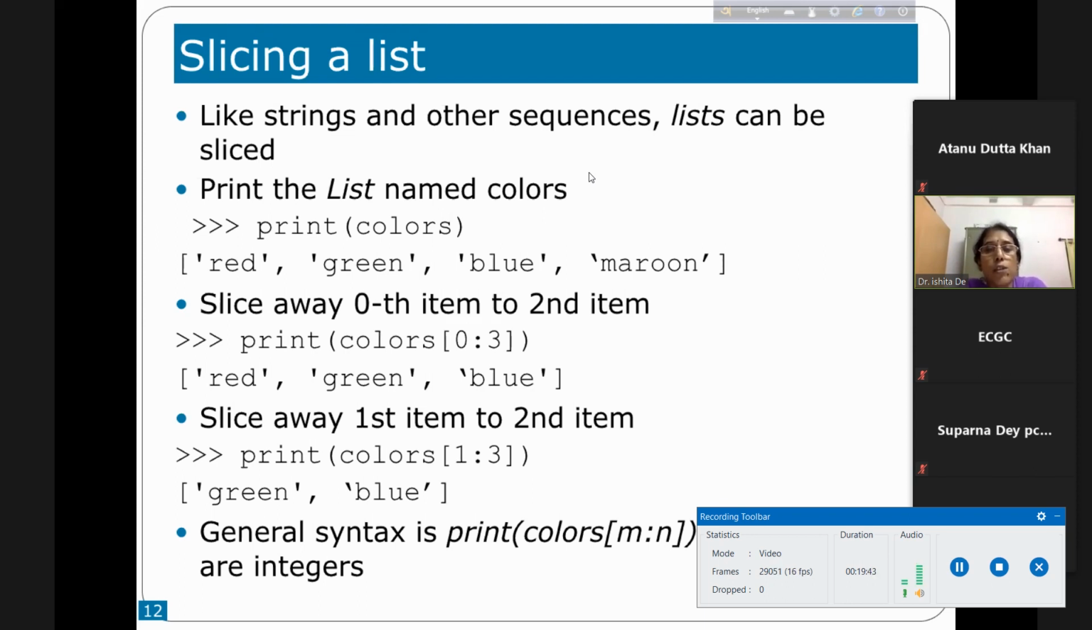Here we should remember one thing: in m to n, the initial value is m and the final value is n, but the list from the mth item up to the n minus 1th item will be printed. So this is the thing we should remember while slicing items from a list.